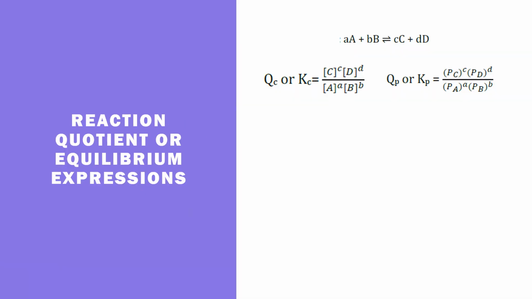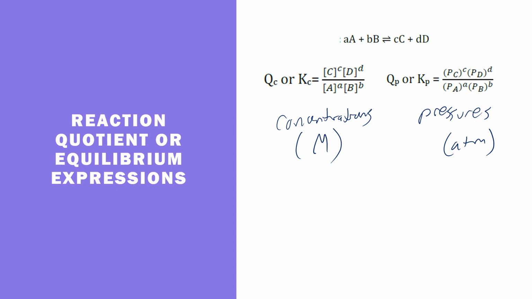So if you have more complicated reactions, you're going to have a more complicated equilibrium constant or reaction quotient. So in order to figure that out, we need to use what's called an equilibrium expression or a reaction quotient expression. It depends on whether you're doing concentrations, which should be in molarity, or if you have pressures, which will be in atm.